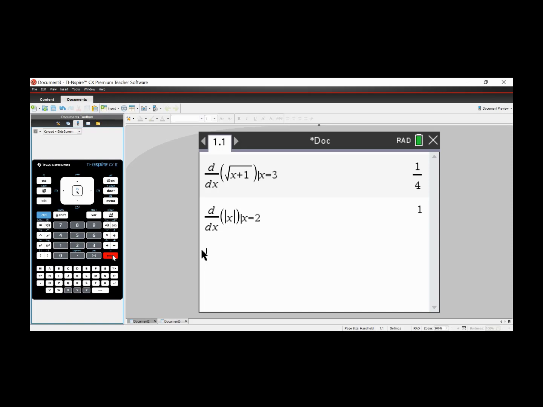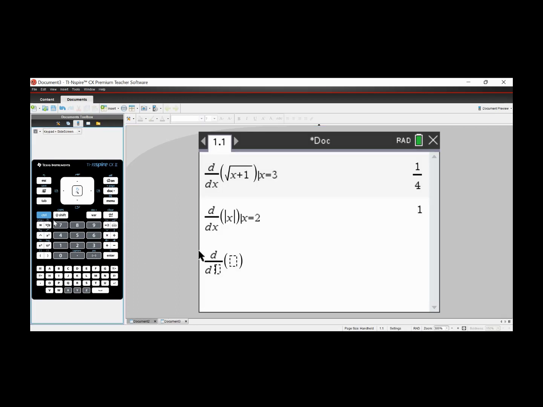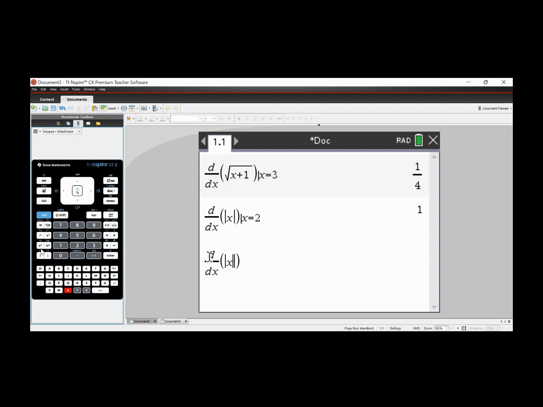No problem. We can do this again. Menu, d box of box, and then we have the derivative with respect to x, tab, template key, absolute value symbol, put the x in, tab outside. Now we press control equals such that x equals, and we want the derivative at 3, so we hit enter. There we go, and our derivative is also 1.